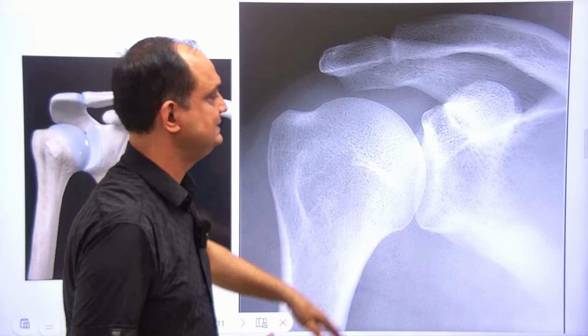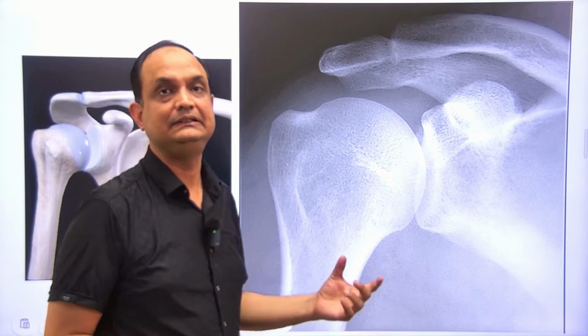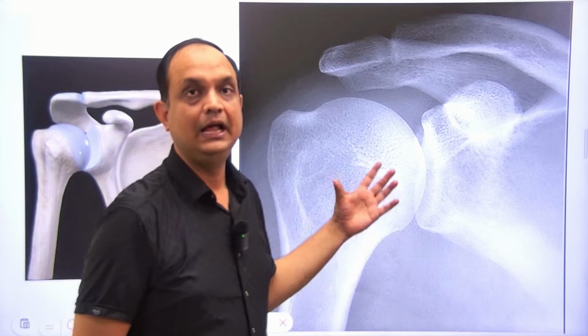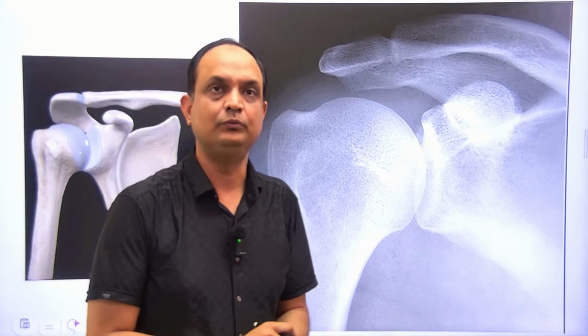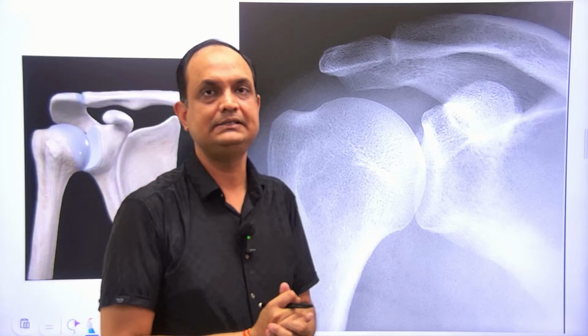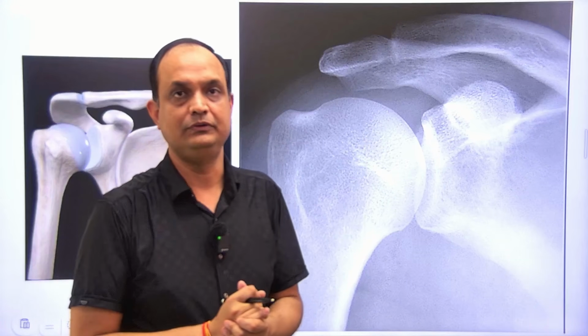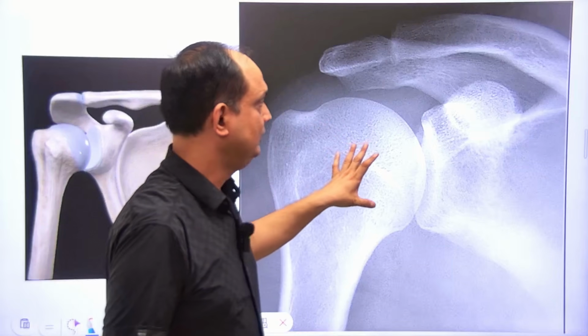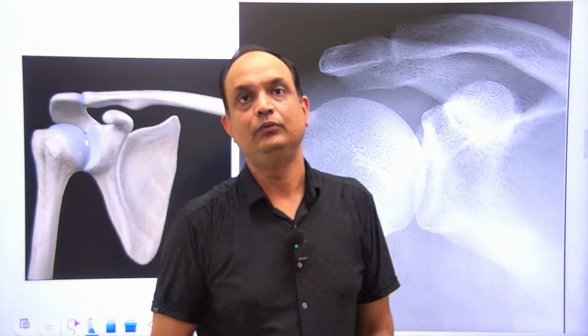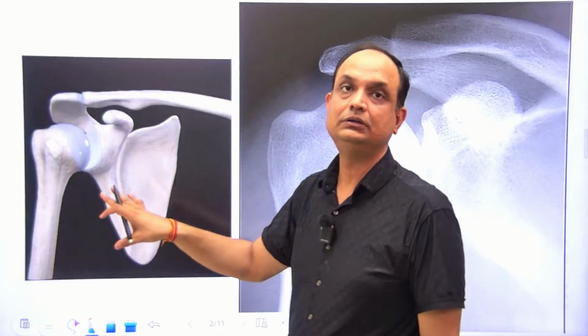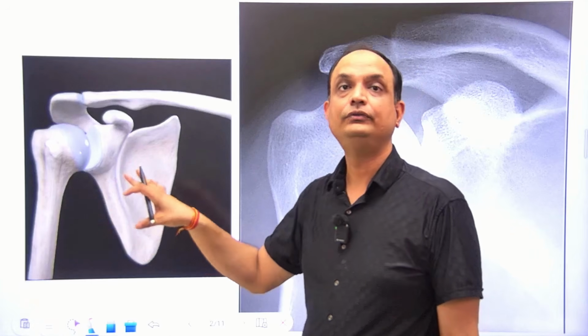Now this X-ray is there, you have to say that this is the X-ray of the shoulder joint and it is an antero-posterior view. Most of the time you have AP X-rays and very few PA views. Now, how to read this X-ray? You should have an idea about the articulation of your bones.